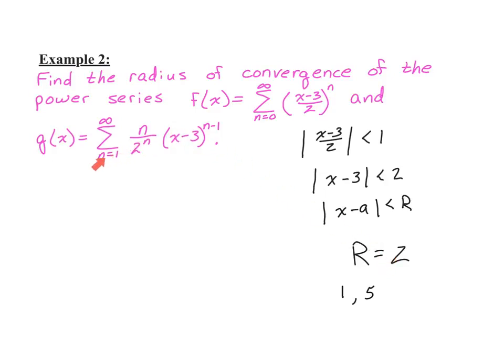Now, let's look at g of x for a second. This series is derived from this. This is simply the derivative of this one. You bring your n to the front and then subtract 1 from it, and you're going to end up with this series right here. Since this series is the derivative of this one, this will also have the same radius of convergence.